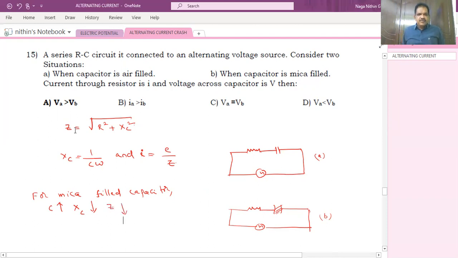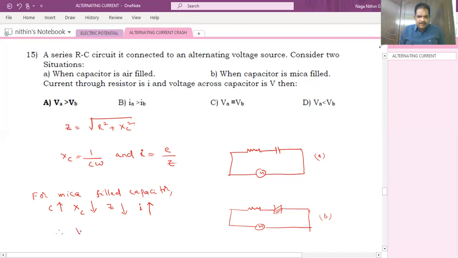Because Z is equal to root of R square plus XC square. XC decreases means Z will decrease. Resistance decreases means current in the circuit, what will happen? Increases. This current is increasing means voltage across this resistor is increasing.